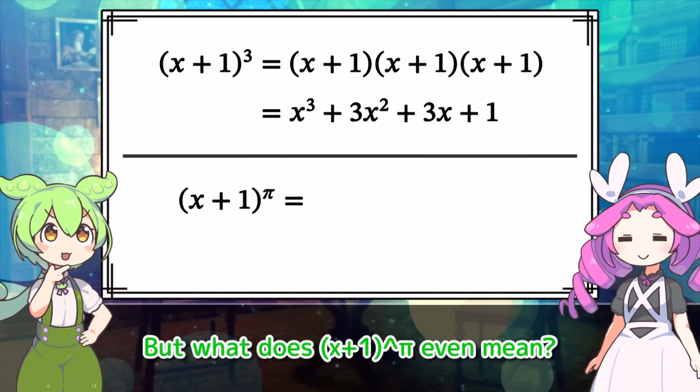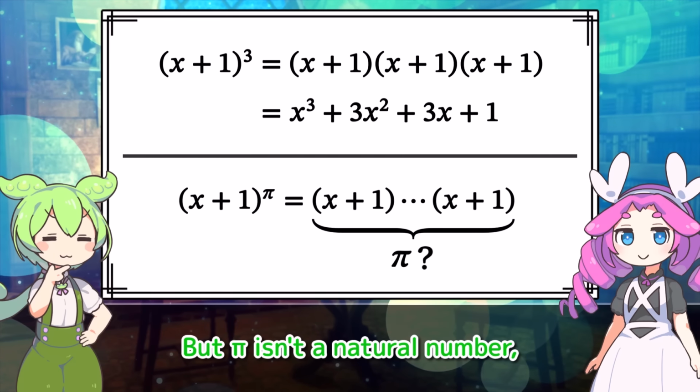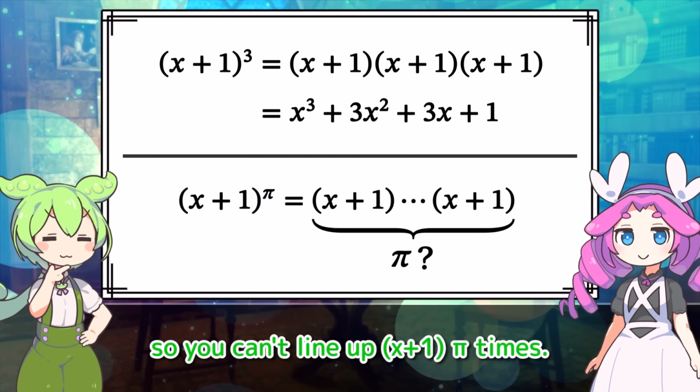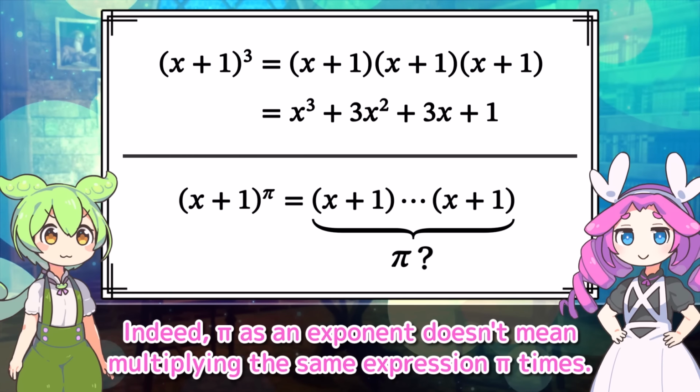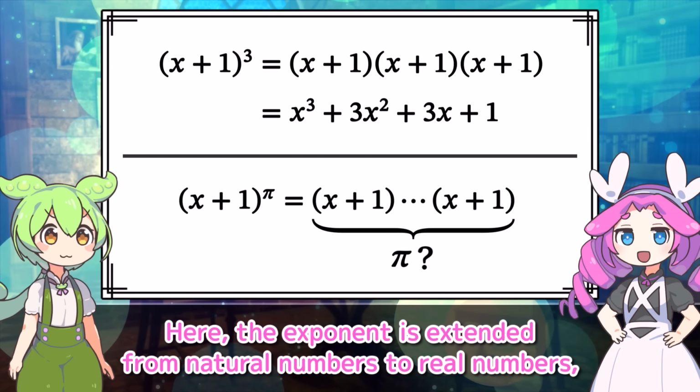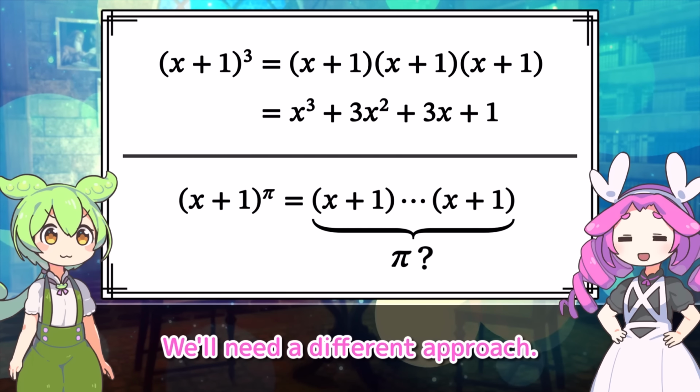But what does (x+1)^π even mean? x+1 is lined up π times, but π isn't a natural number, so you can't line up x+1 π times. I see, that's what you mean. Indeed, π as an exponent doesn't mean multiplying the same expression π times. Here the exponent is extended from natural numbers to real numbers, so this expression can't be expanded easily. We'll need a different approach.